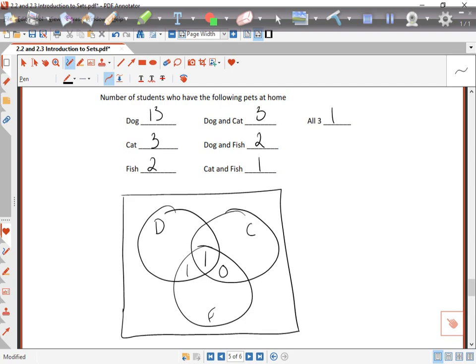Dog and cat is 3. So dog and cat goes across the top. It's these 2, 1, and then 2 more. Then fish only is 2. So my whole fish circle should add up to 2. And it already does, so I have 0 left here. My cat circle, 2 and 1 is 3, so there's no more people with cats. Dog circle should total 13, so 2, 3, I already have 4. 9 is left.